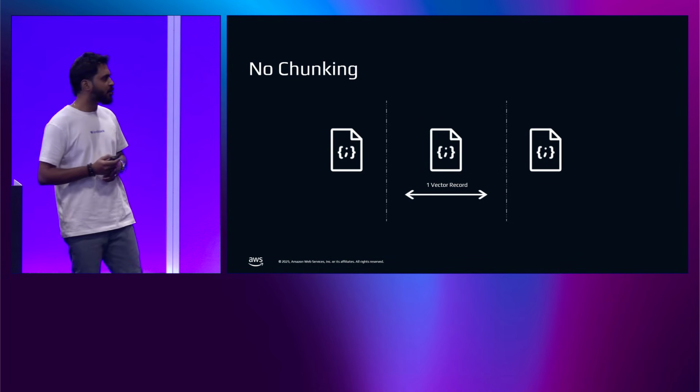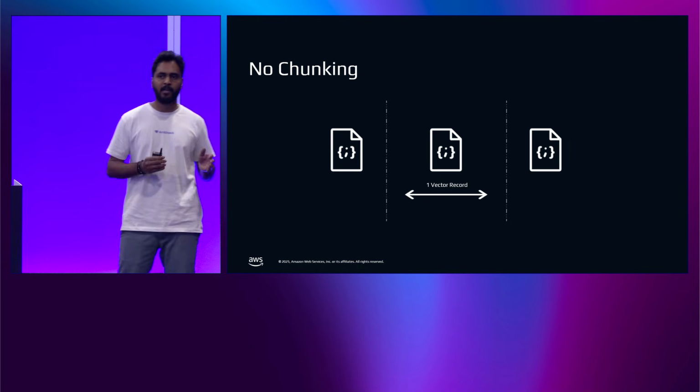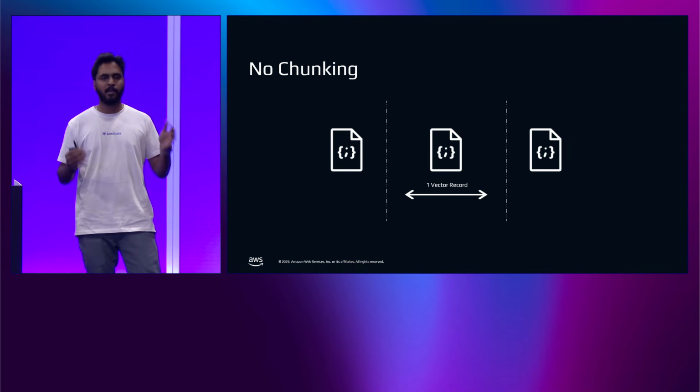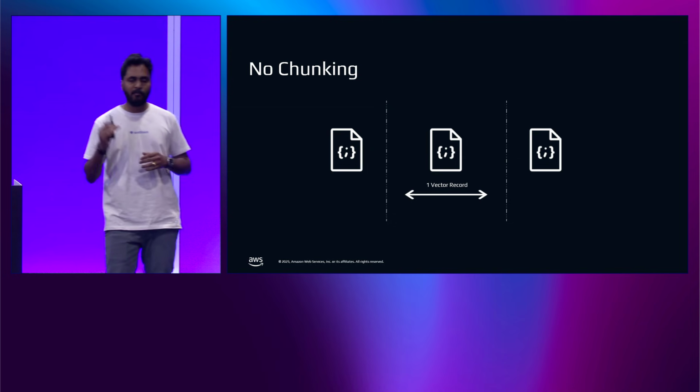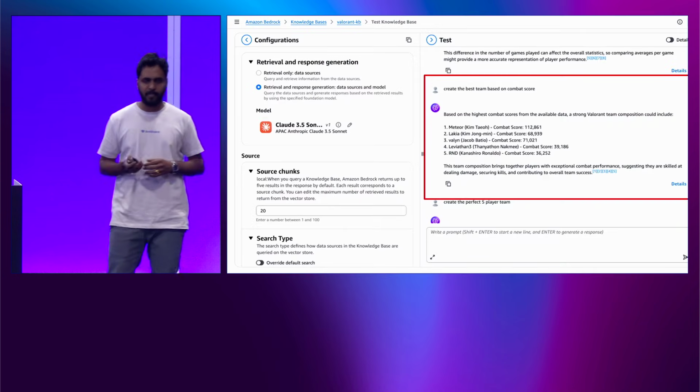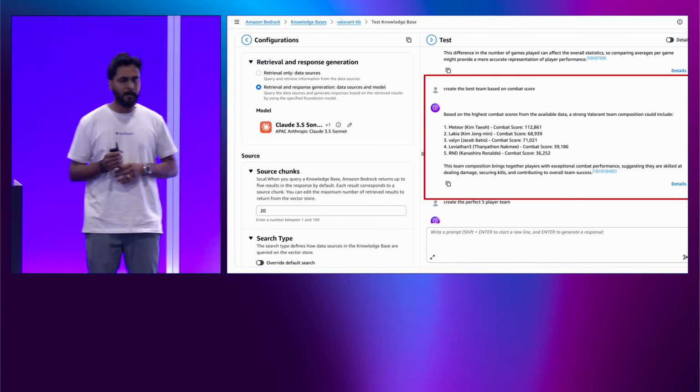Then we started to use something called a no chunking strategy. So instead of having one single file containing all the player information, we split up these files. Each player had their own file with their own metrics, and that becomes a vector record in the database. Now with this, we were able to see some good results. This is the kind of responses we got.